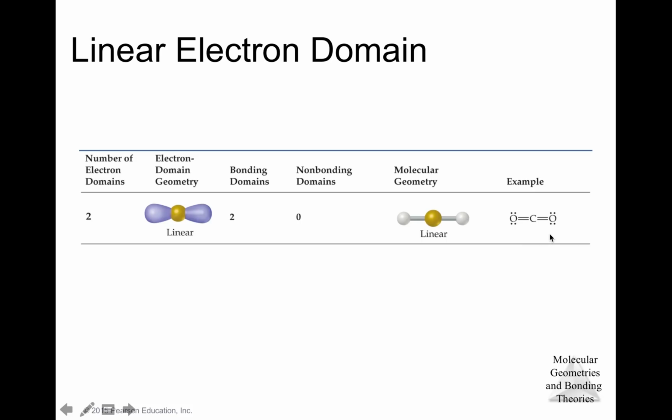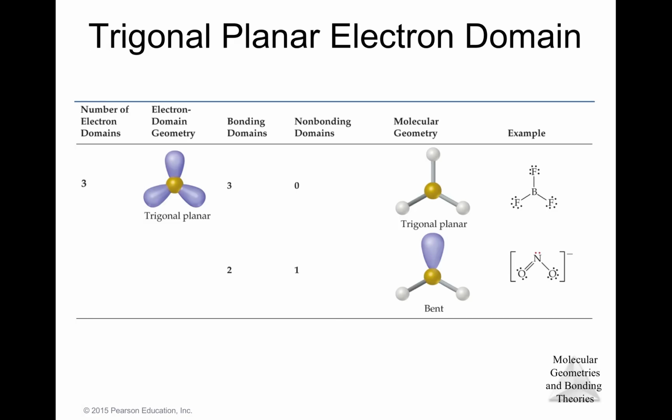That's the simplest case. Now if you have a trigonal planar electron domain, so if you have 3 electron domains, the geometry of the electron domains will be trigonal planar, but you can get different molecular geometries depending on whether these are all bonding or some of them are non-bonding. For example, if all 3 of them are bonding, then you're going to get a trigonal planar molecule. An example of that would be BF3. Whereas if you've got 2 bonding domains and 1 non-bonding domain, then you're going to get a bent molecule, and an example of that would be NO2-.